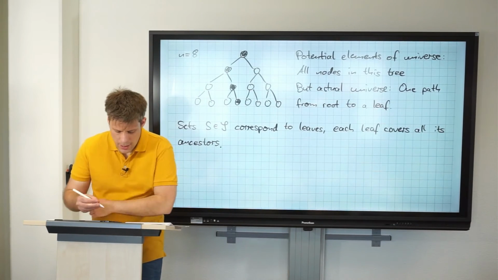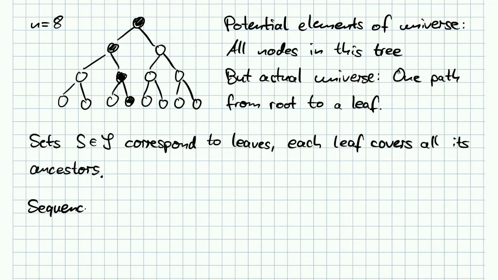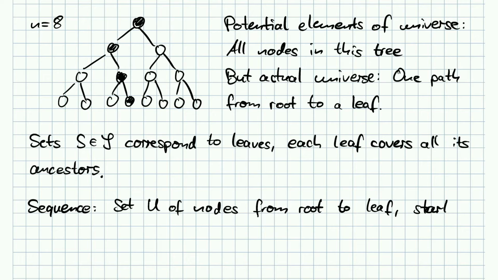Good, so the sequence will be a set U of nodes from the root to one leaf, starting from the root going down. And what is the offline optimum?